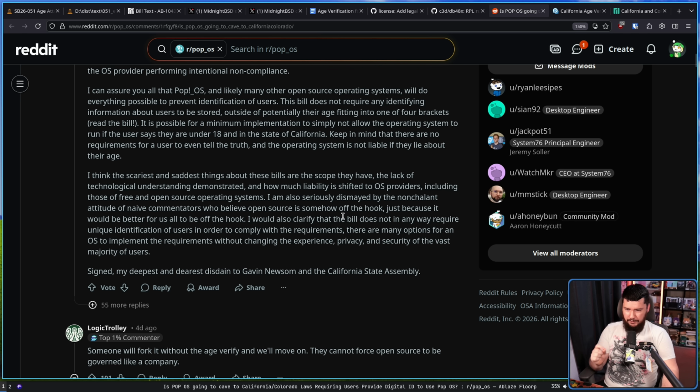I would also clarify that the bill does not in any way require unique identification of users in order to comply with the requirements. There are many options for an OS to implement the requirements without changing the experience, privacy, and security of the vast majority of users.